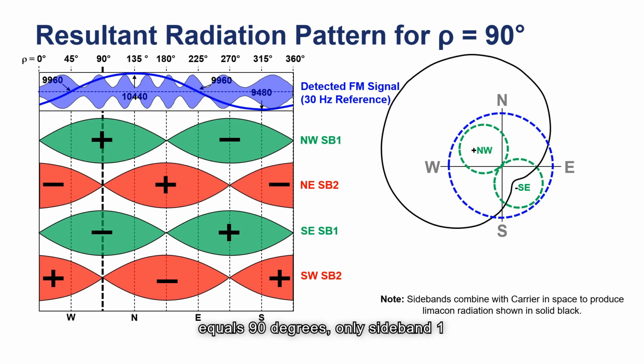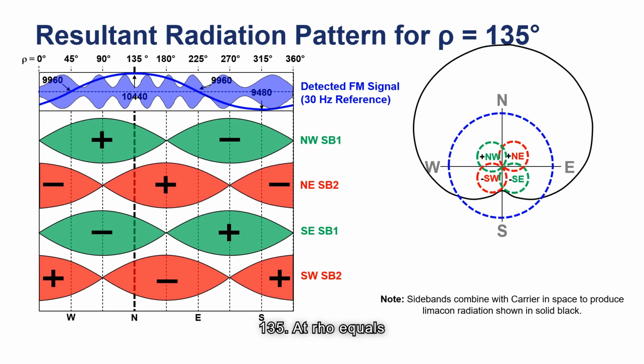At ρ equals 90 degrees, only sideband 1 amplitude is present from the northwest and southeast antennas. The southeast subtracts from the carrier and the northwest adds to the carrier, giving the limacon pattern shown. Maximum limacon radiation is at azimuth 315 and minimum limacon radiation is at azimuth 135.